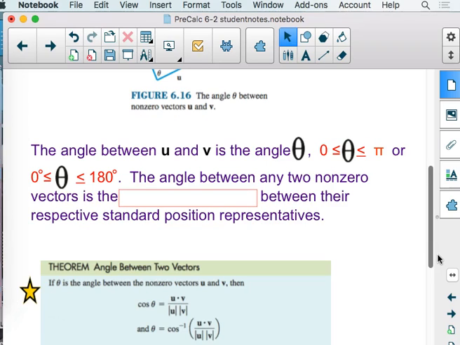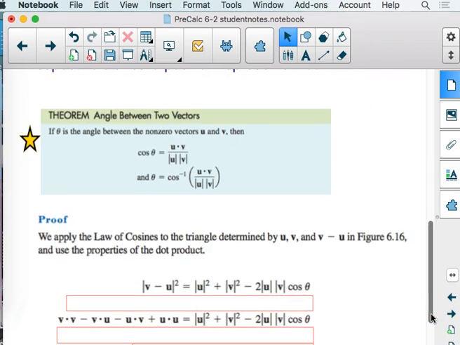So the angle between any two non-zero vectors is the corresponding angle between their respective standard position representatives. Again, they're making it sound harder than it is. We're just trying to figure out what the angle is between these two vectors. And we get a couple of nice little formulas here. The first one says you're just going to take the dot product of u and v, and divide it by the product of the magnitude of u times the magnitude of v. That's what you're going to do.